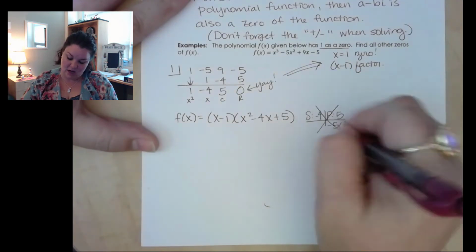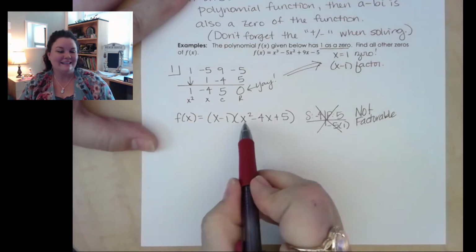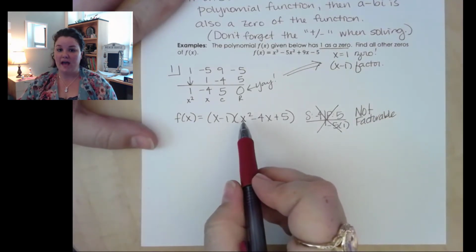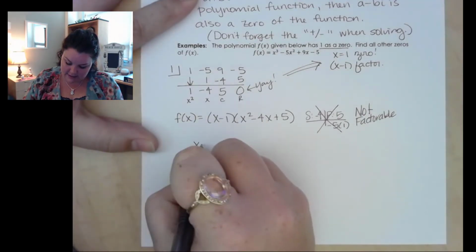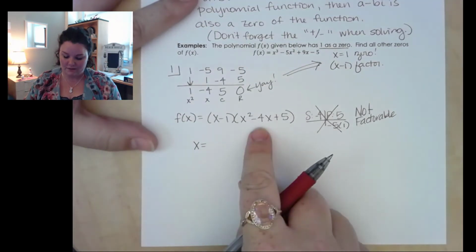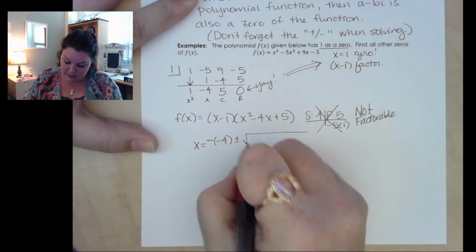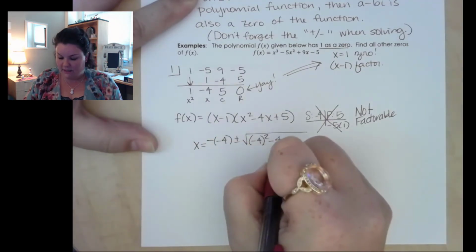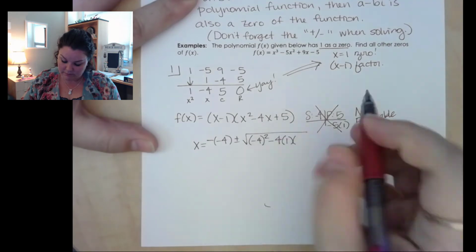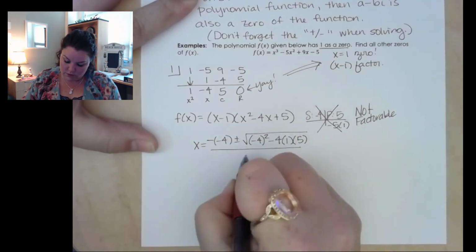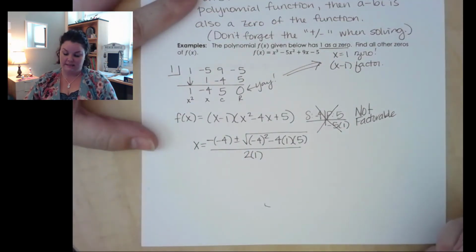Okay, so in this case, this is not factorable. And if it's not factorable and it is a quadratic equation, then the only other option we have is the quadratic formula. So we're going to go ahead and use x is equal to -b, so the opposite of my b, so the opposite of -4, plus or minus the square root of b squared, so -4 squared, minus 4 times my a, which is 1, times my c, which is 5, all over 2 times my a, which is 1. Okay, and then I'm just going to simplify.